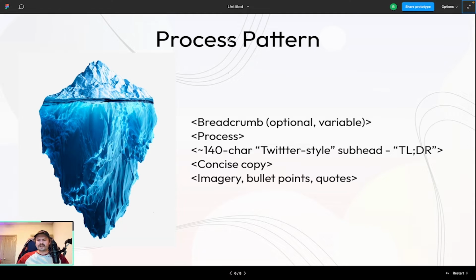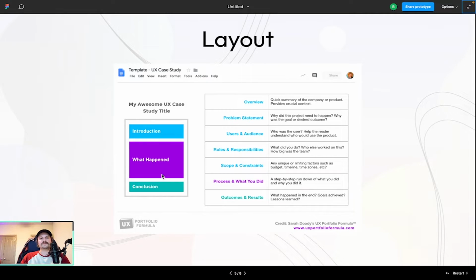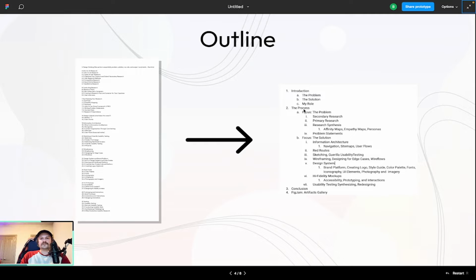And as far as this area, or this slide right here, the process pattern, I spent a decent amount of time trying to come up with an idea of what I wanted each discrete section of the process portion of the case study to look like. That is to say, the process portion being this big purple what happened.